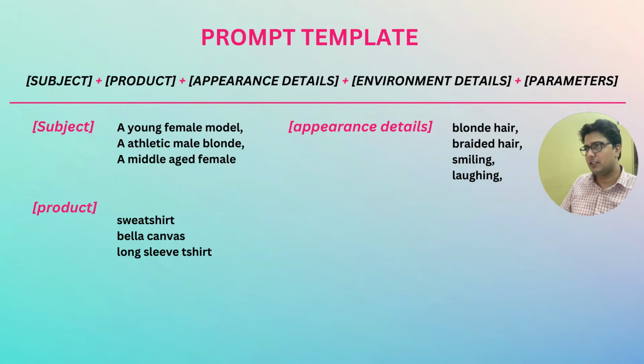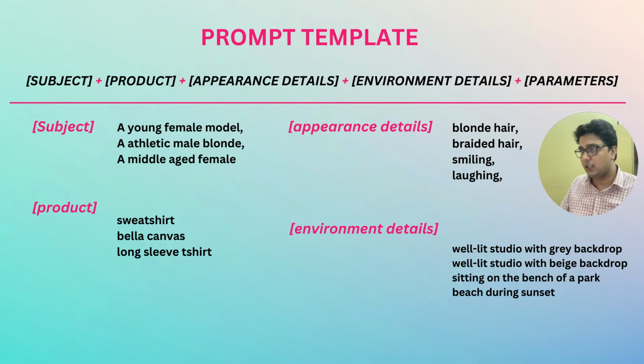Then we have appearance detail. For the subject, you can add some details like you can give features of the hair, maybe some facial expression. You can list that out, like blonde hair, smiling, laughing, other things. The fourth part we have is environment details. So where you want the composition to be set up. You want them to be in a studio, so you can provide a prompt like well lit studio with gray backdrop, or if you want it to be an outdoor shoot on the street, you can provide New York street, or maybe a beach during sunset.